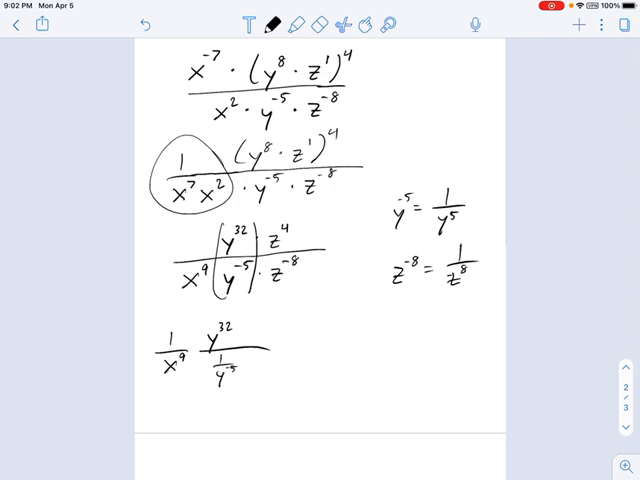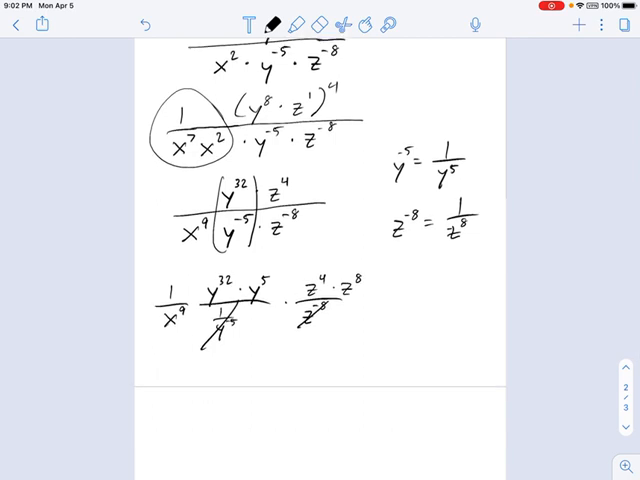And when you divide something by a fraction, remember keep flip change, that's equivalent to multiplying it by the inverse. So this becomes y to the 32nd times y to the 5th. And likewise, I've got z to the 4th divided by 1 over z to the 8th. Well, that is equivalent to multiplying by z to the 8th.